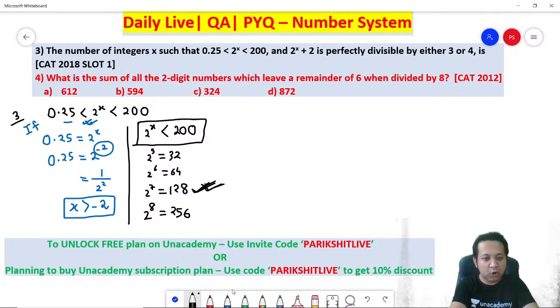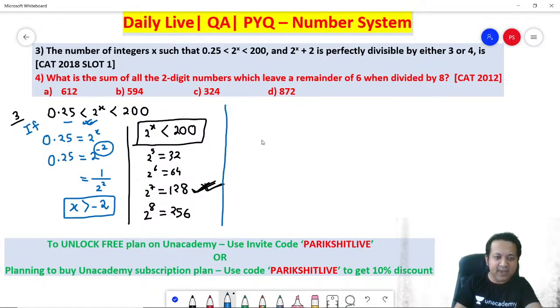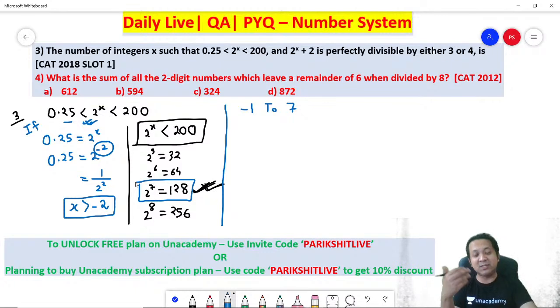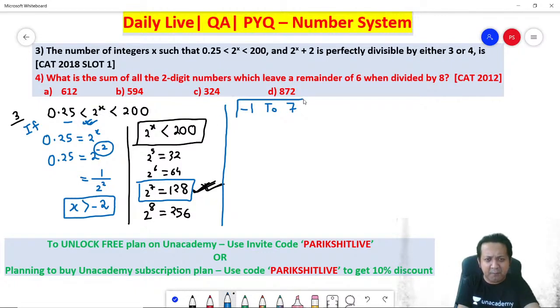Got it. You got the value of x. What is the value of x? X should be greater than minus 2, meaning x can be from minus 1 to 7. Remember, it will go till 2 to the power 7. 2 to the power 8 will exceed 200, so that's not possible. So the value of x will range from minus 1 to 7.